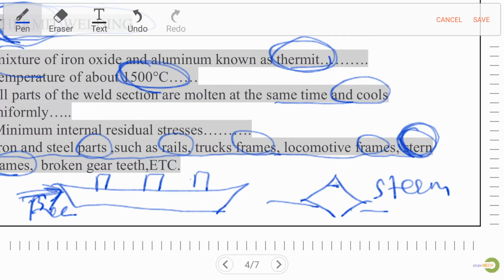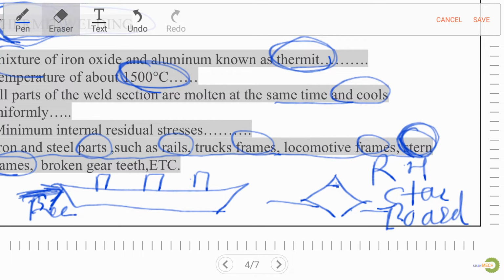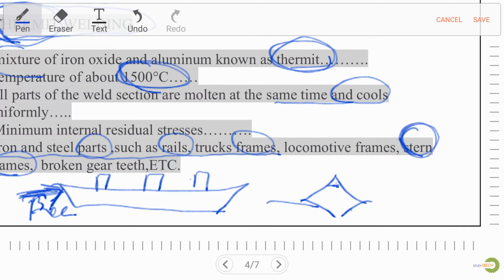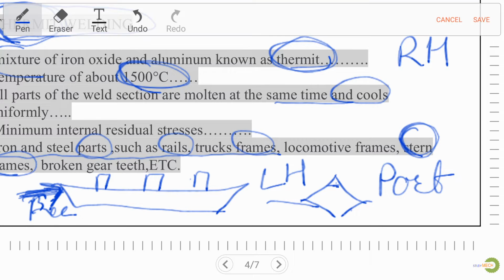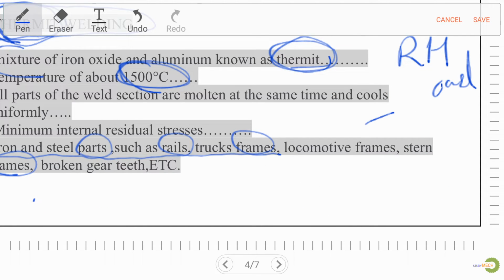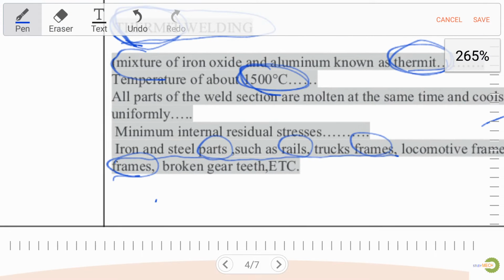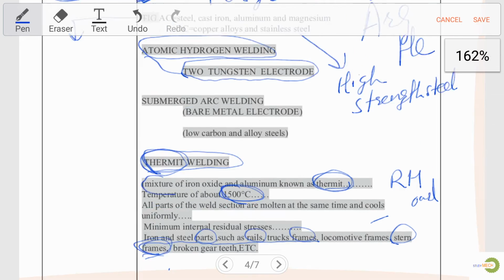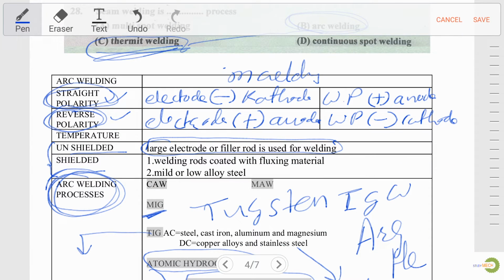And if we look from the rear portion or back side, the right hand side of the ship is known as starboard. Remember this. And if we look from the rear side, the left hand side of the ship is known as port, P-O-R-T. Remember, the right hand side is known as starboard, and the left hand side is known as port. Okay, so back to our point, thermite welding is used for stern frame welding. Now I think this information is enough for this MCQ. Now let's move to the next question.